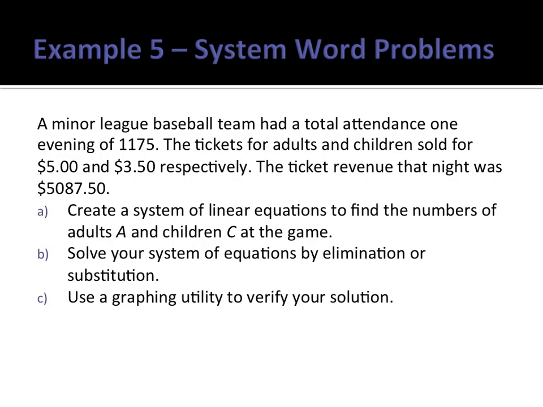All right, then this says a minor league baseball team had a total attendance one evening of 1,175. The tickets for adults and children sold for $5 and $3.50 respectively. The ticket revenue that night was $5,087.50. Create a system of linear equations to find the number of adult and children tickets at the game, and then solve your system using elimination or substitution and use a graphing utility to verify.